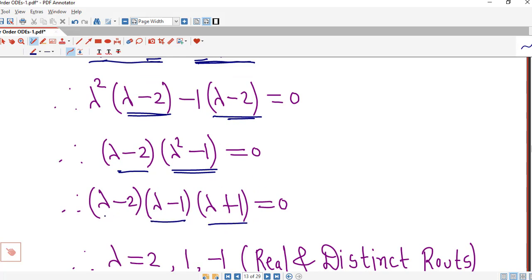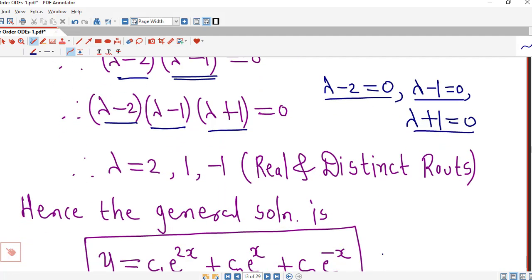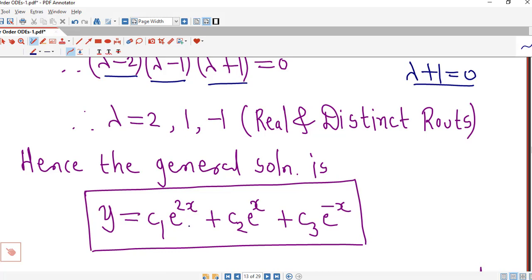So three possibilities are lambda minus 2 equal to 0, lambda minus 1 equal to 0, and lambda plus 1 equal to 0. Therefore lambda equal to 2, lambda equal to 1, and lambda equal to minus 1. So all the roots are real and distinct. So therefore the general solution is y equal to c1 e raised to 2x plus c2 e raised to 1x plus c3 e raised to minus 1x.